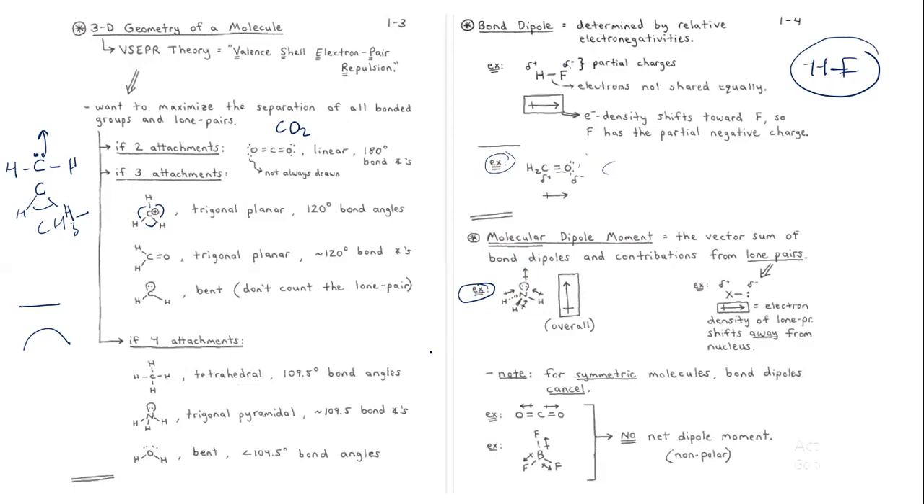I want to show you something. We have N, and then here we have H, H, and H, and then we have the lone pair, right? Dipole moment. Remember, this is not flat, by the way. So they'll move over here, over there, and over there.